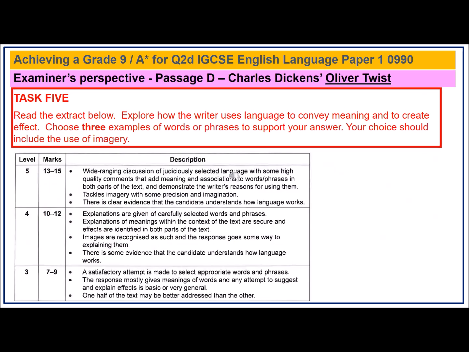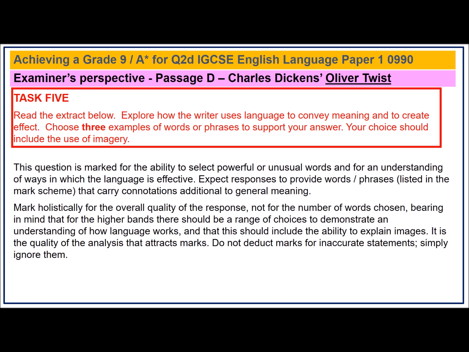So the examiner will have this grid to refer to when marking your response on a best fit basis. Overall, does your response show a basic or very general understanding of words and phrasing? In which case, it's a satisfactory band 3. Or have you given some careful explanation of words and phrases? If so, it's a band 4. Or is your analysis insightful, precise and imaginative, in which case it'll be a band 5.